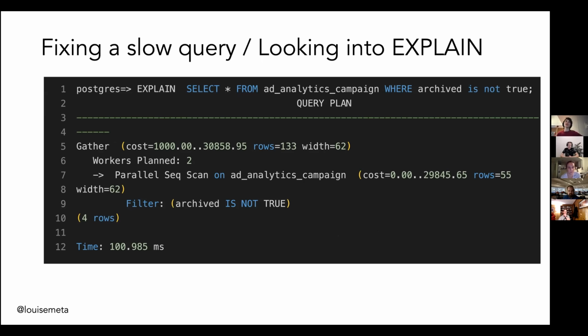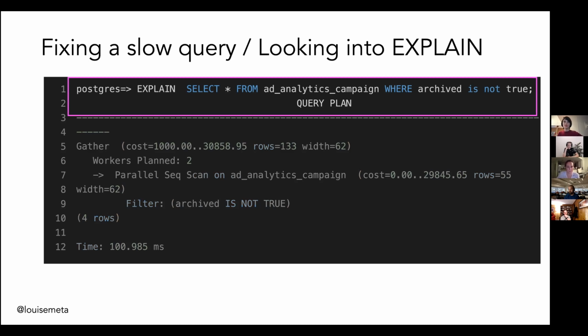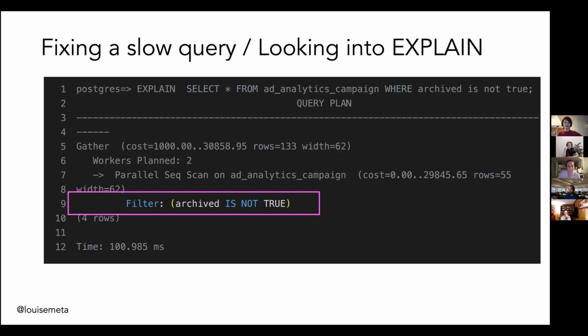So here I look at this query plan, and to look at the query plan, I do explain, and then I paste my query. What it gives me here is that it's doing something called a sequential scan on add analytics campaign. A sequential scan in Postgres is simply going row after row and checking if the row matches the condition that you have. Archived is not true is my filter. And that is slow because I'm going through every single row that I have in my table. So what I'm missing here is an index.